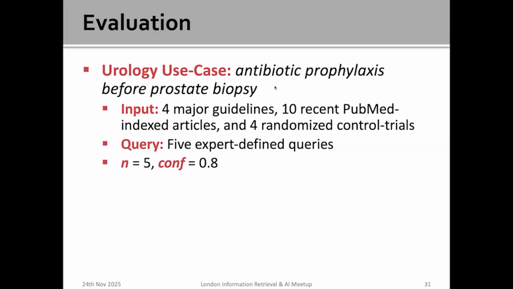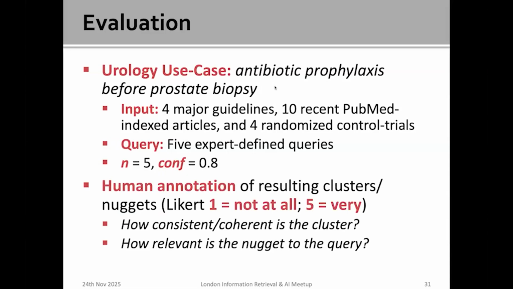And then we were running our process and this pipeline over the documents with 5 repeated runs for each file and a clustering confidence of 80%. So at least 4 of the runs should contain this information nugget. And then the human experts, so the urologists, annotated all of the resulting nuggets and all of the resulting clusters for, first of all, consistency of the cluster. So are these clusters in the end relevant, and also for the relevance of the nuggets.